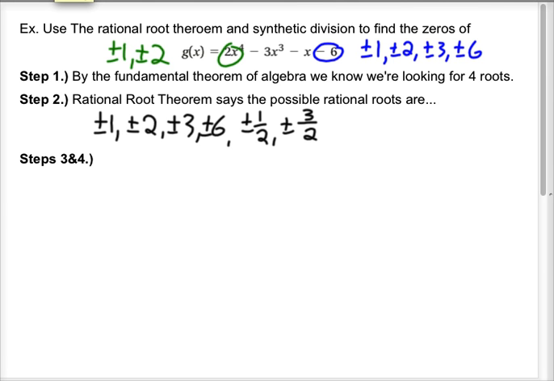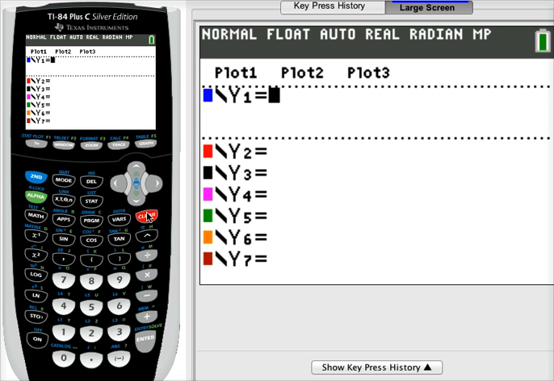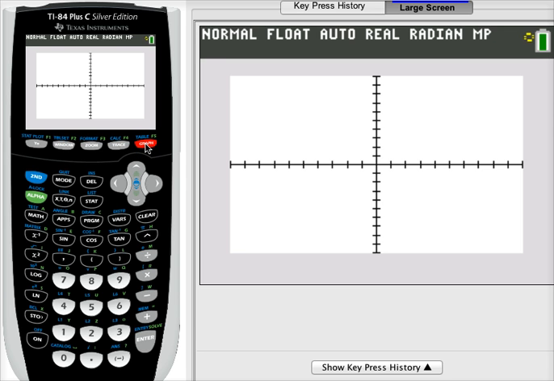Now, let's see which ones are true roots. So, let's go into our calculator. Clear out the equation we've got. Let's plug this in: 2x to the 4 minus 3x cubed minus x minus 6. Let's graph this and see. So those are the possible roots. Let's see which ones actually are roots. So I'm seeing negative 1 and 2 as my roots.